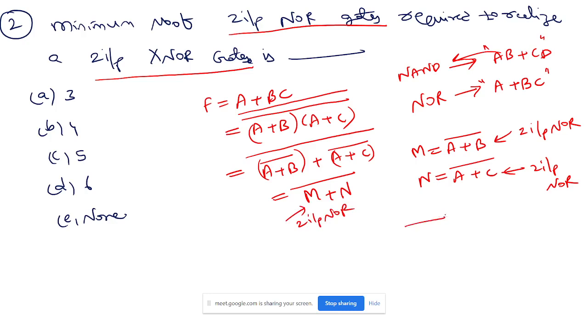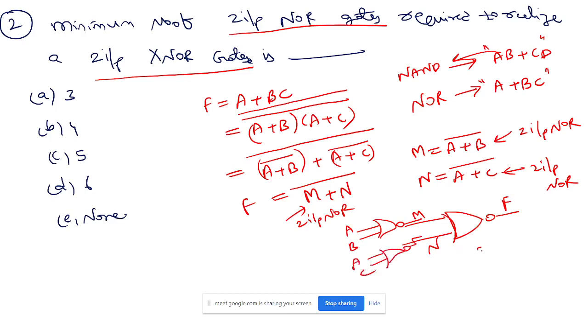Let's say, what is F? (M plus N) whole complement, right? Let me take the NOR gate. M, N, this is F. What is M? (A plus B) complement. What is N? (A plus C) complement. How many? 3. For A plus BC. I am not talking about the XNOR operation yet. Okay, so that's how A plus BC is the right format.